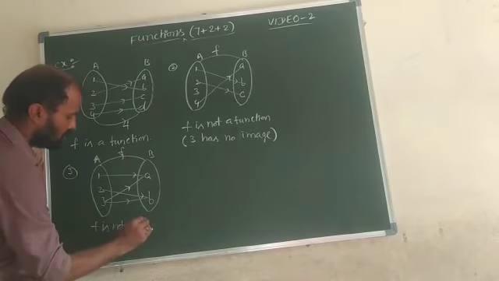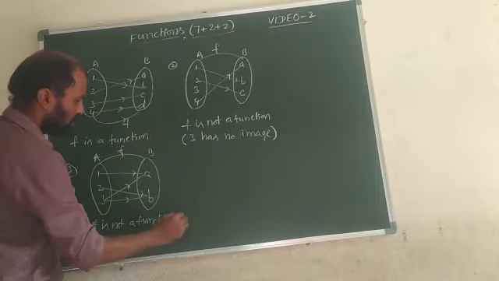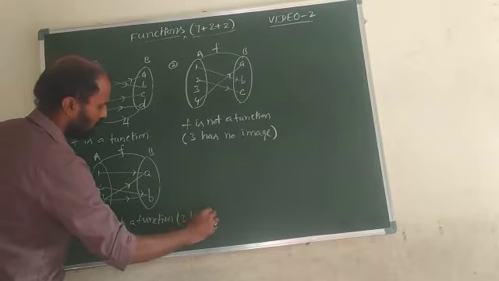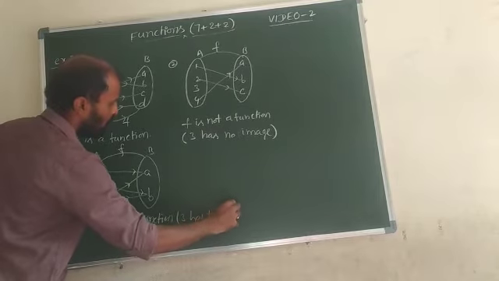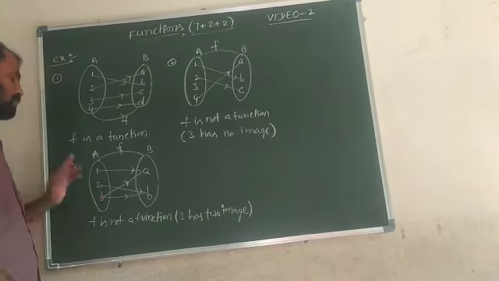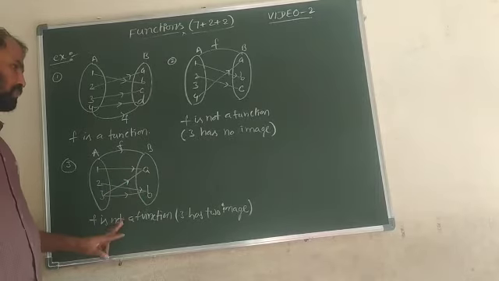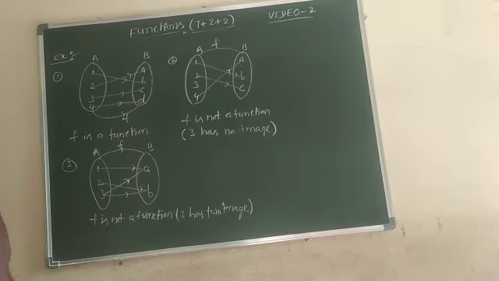Not a function. So why is it not a function? Write in brackets: 3 has 2 images. Only one image must be there for an element of A. But here 3 has 2 images, A and B. So it is not a function.